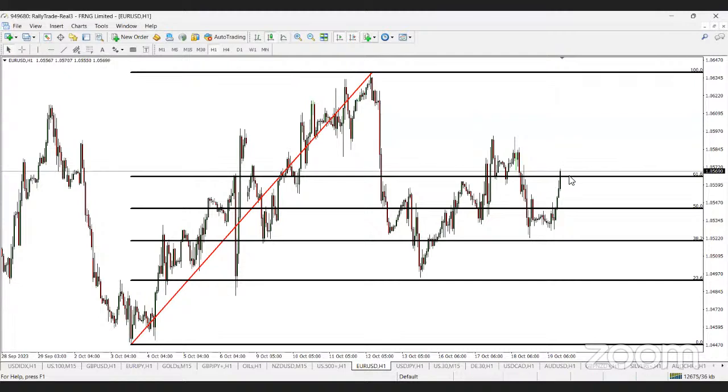There's a resistance where Euro USD is. This 61.8 is like a resistance. This 1.8 is like a resistance. So if I apply this even on my phone, I can easily tell, these lines can help me tell where the resistance is. You understand? So yes, this is a resistance.